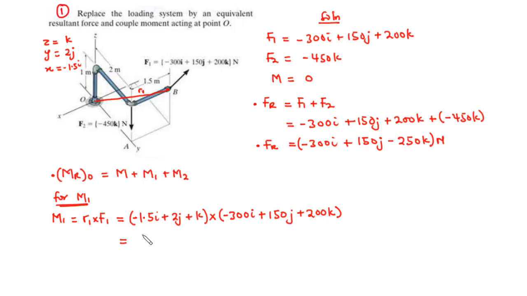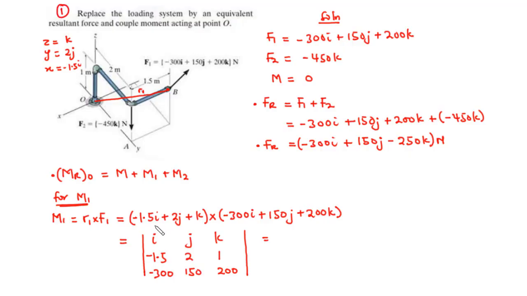So we have the 3 by 3 matrix, where the first row contains the unit vectors directed along x, y, z. So we have i, j, k, and then for the second row we have the values of r1, so the coefficients. So that becomes negative 1.5, 2, 1, and then that of the force comes at the third row. So we have negative 300, 150, 200.